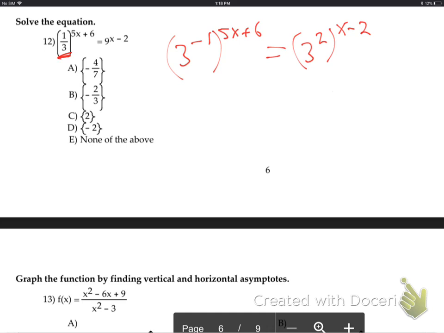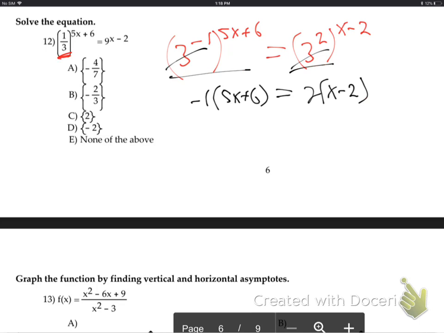And now that you've made the bases the same, you can cut out the bases. Negative 1 times 5x plus 6 is 2 times x minus 2, right? Because if the bases are the same, then the powers have to be equal. Otherwise, one base to the power wouldn't equal one base to the other. If the powers were different, 3 to one of them wouldn't equal 3 to the other. Powers have to be equal.